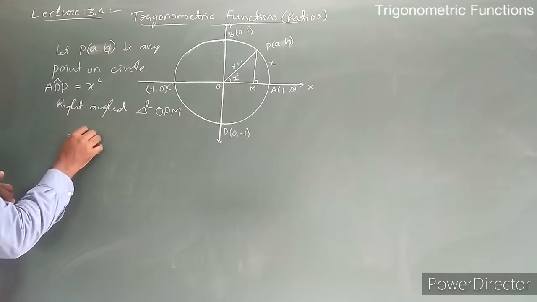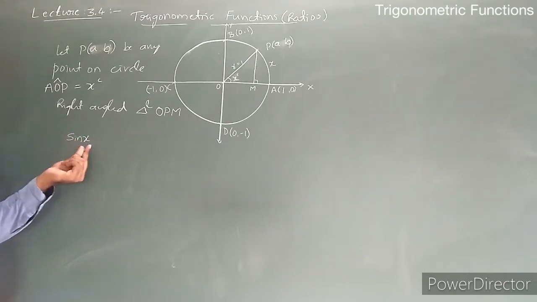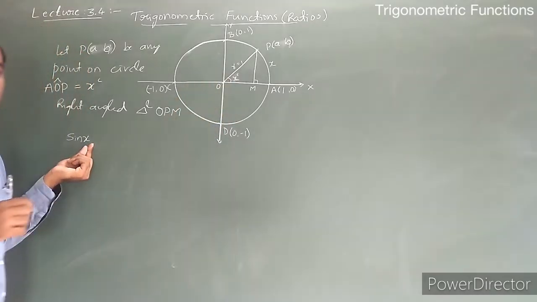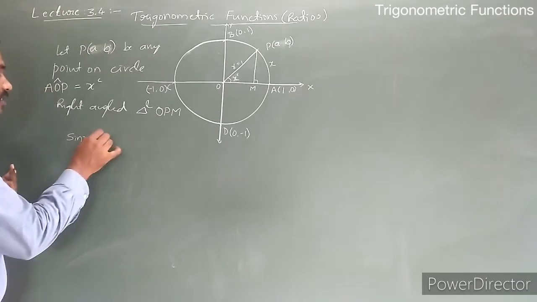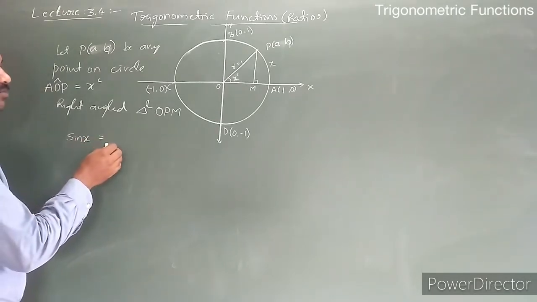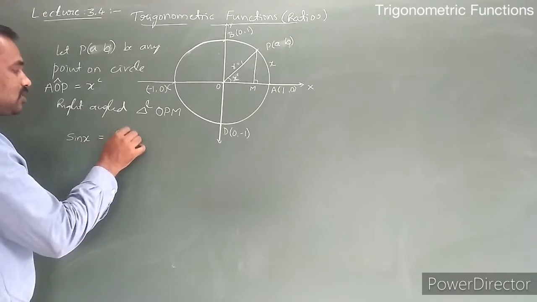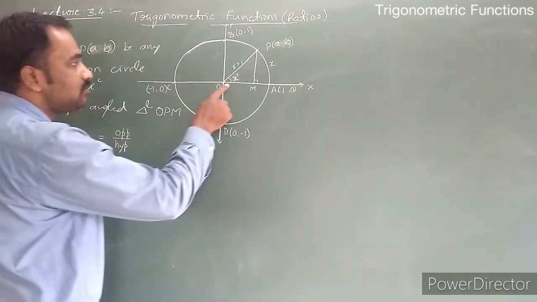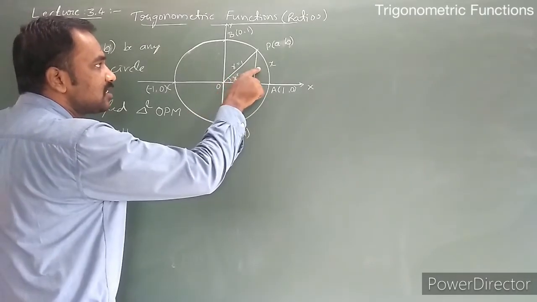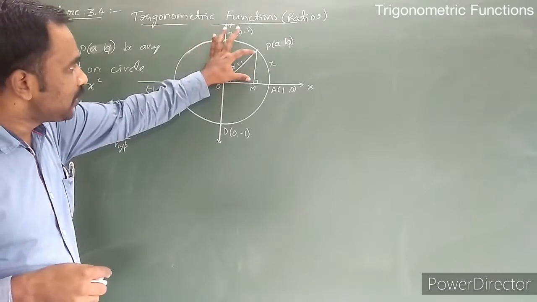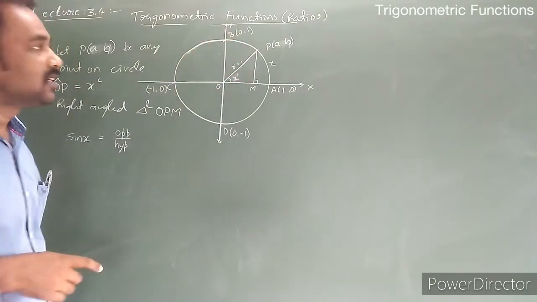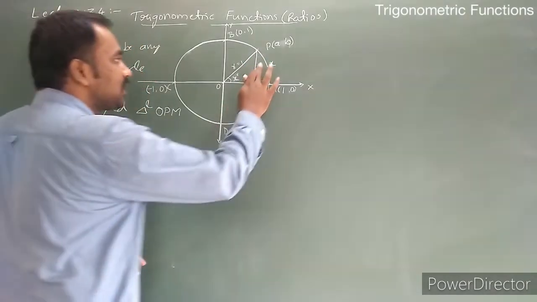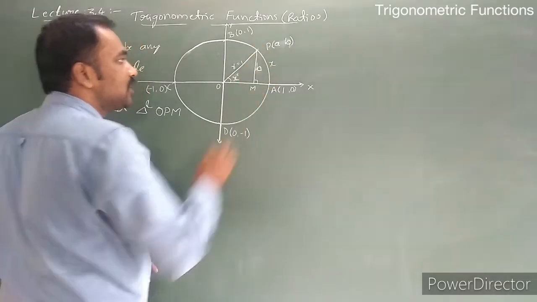What is the sine of x or sine of theta? Instead of taking sine theta, I take it as x, because the central angle is x radian, so it is sine x. What is the definition of sine x? Sine x is opposite divided by hypotenuse of the right angle triangle. What is the opposite side of the angle? This is the side. Can you say the length of PM? Can I say that the length of PM is A unit? The length of PM is not A unit. The length of PM is B unit.